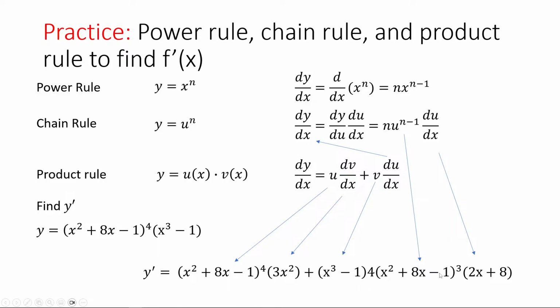You apply the power rule, assuming that this is x. So that would be 4, and you subtract 1, you get 3, and then you take the derivative of the inside, which is 2x plus 8. And then you multiply. This problem is a very good problem because it shows you how to apply the power rule, the chain rule, and the product rule. So try to do this, if you understand this, that's basically all you need to understand here.